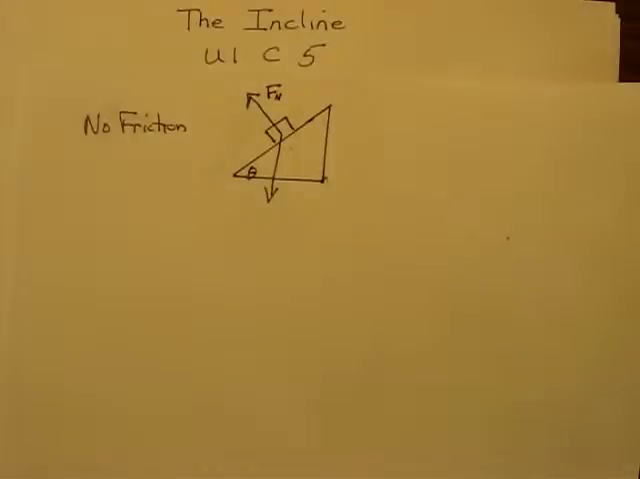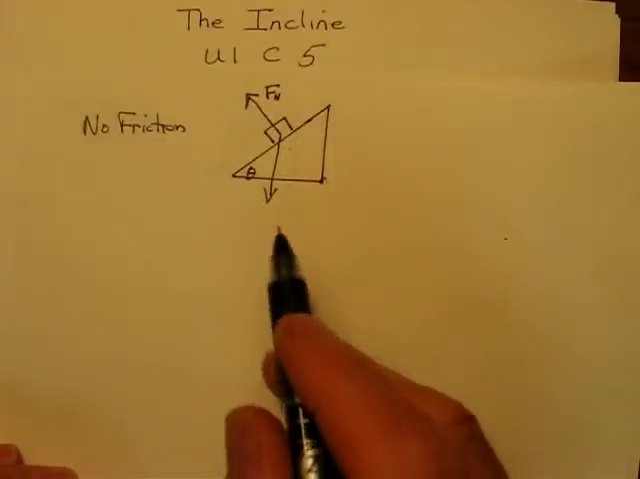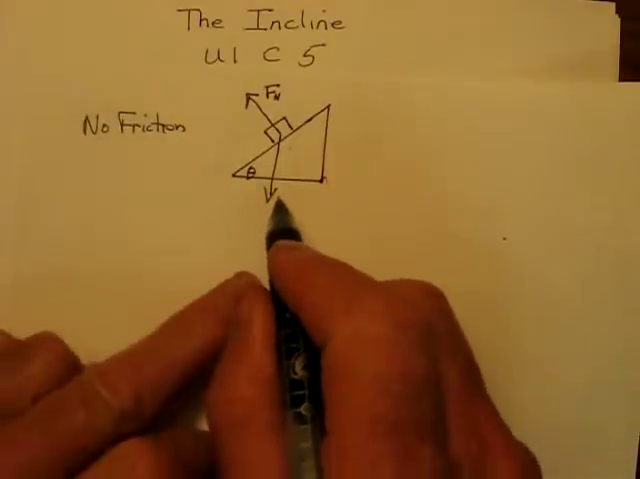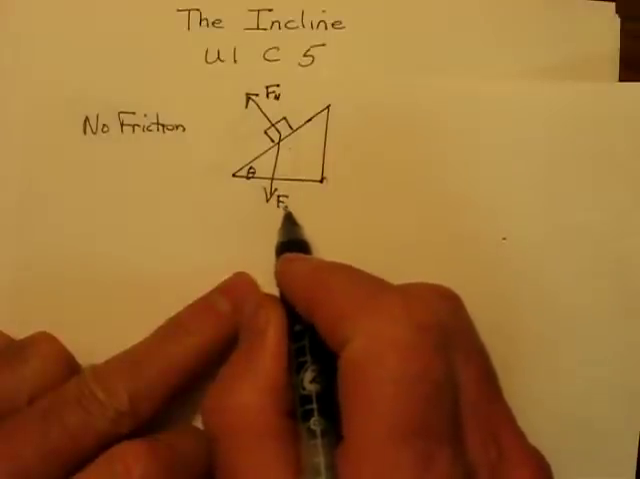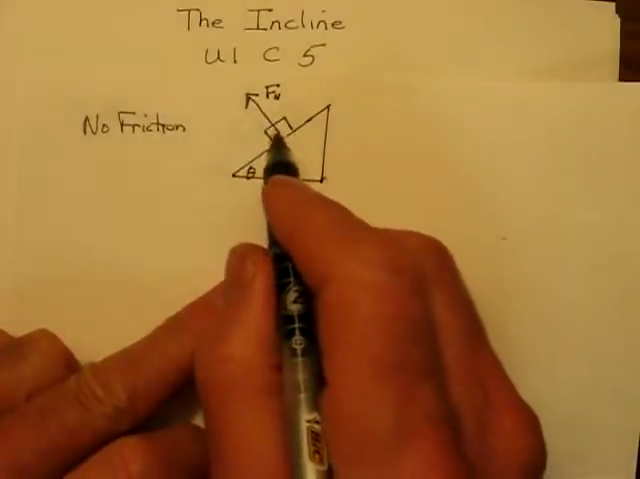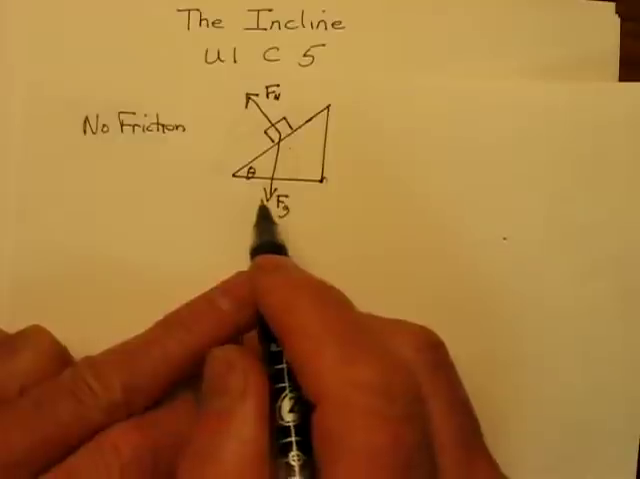We're looking at the incline today. Unit 1, Section C, Activity 5 deals with the incline. First of all, we'll look at the case with no friction. With no friction, there's only two forces: the force of gravity acting straight down and the normal force acting at 90 degrees to the surface.